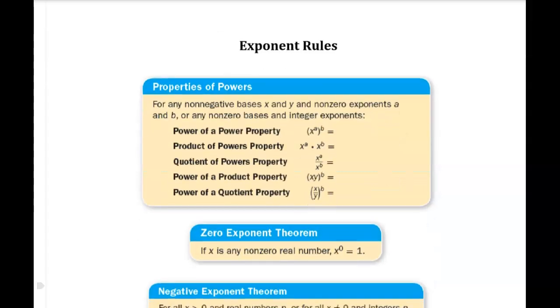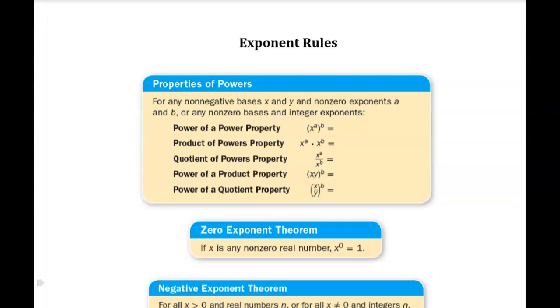Today we're going to review exponent rules. So we have properties of powers. We have the power of a power property: (x^a)^b equals x^(ab). Numerically, that means something like (x^2)^3. You'd multiply 2 times 3 and you'd get x to the 6th power.